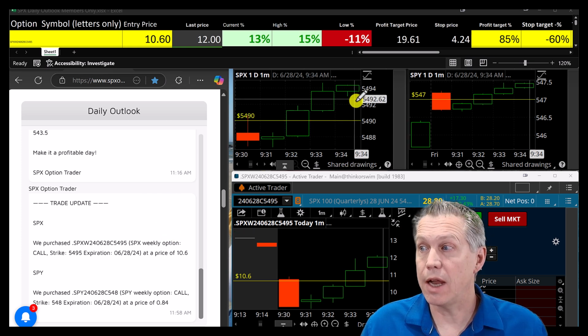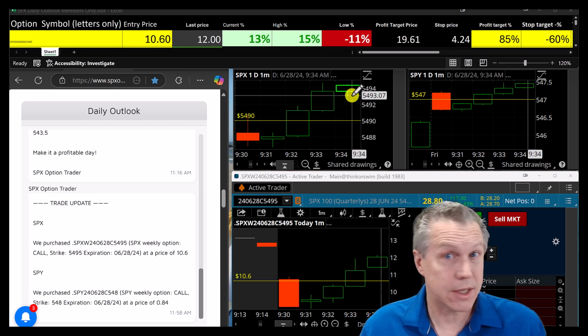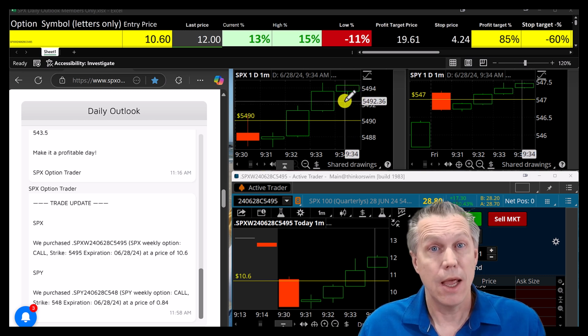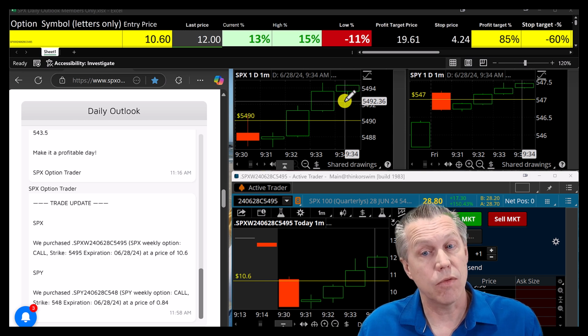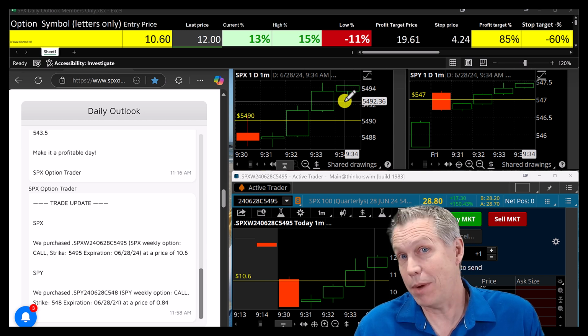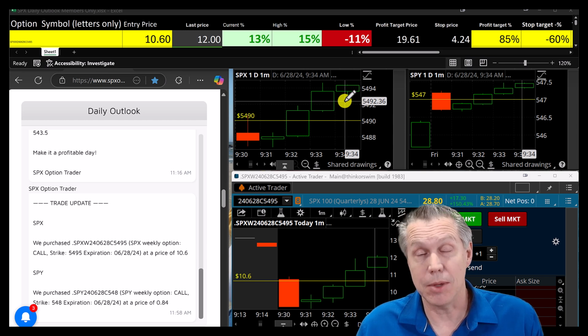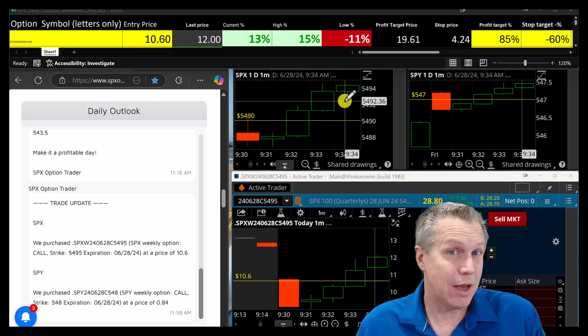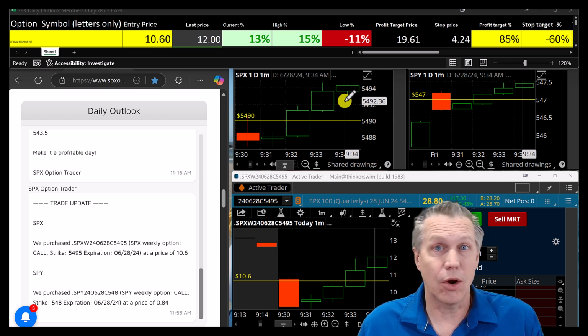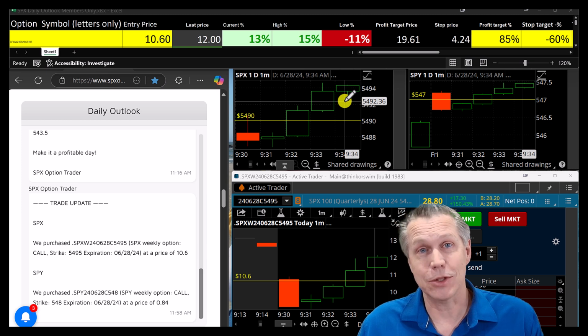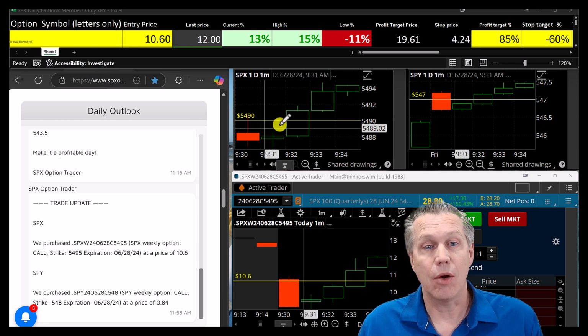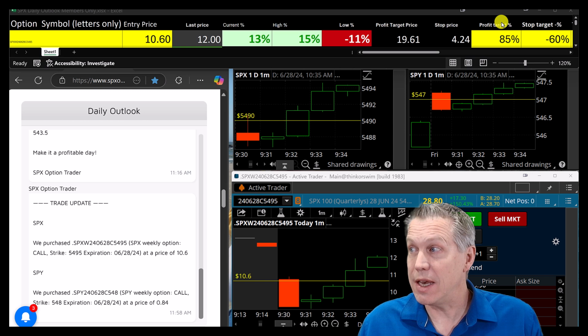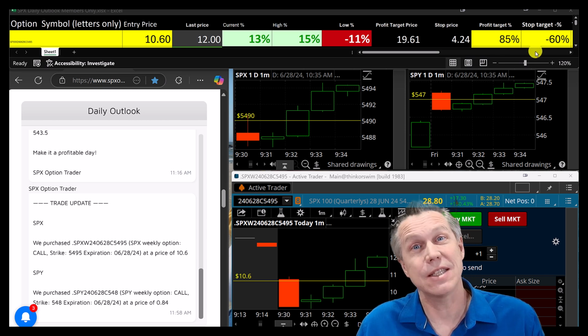Okay, as we come to the 9:34 bar, you can see the market's continuing to go in our direction, and that's a good thing. We have already entered our trade, and now basically the fun part of the trading day begins. We simply sit back and wait for the trade to run in our direction so that we can hopefully exit at a nice profit.